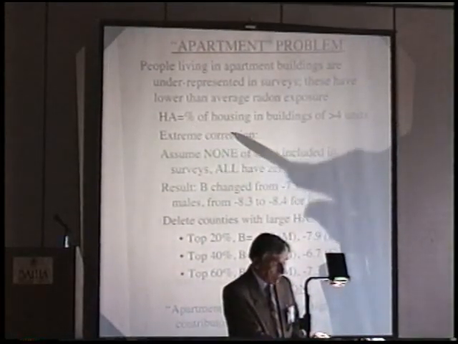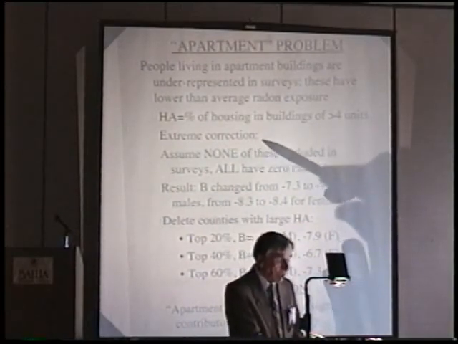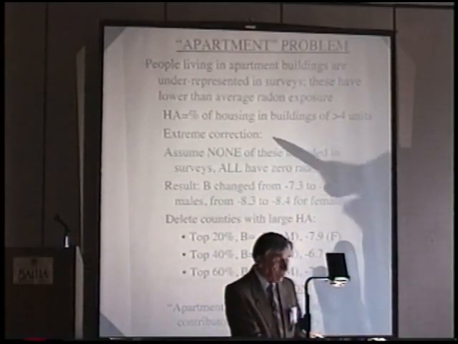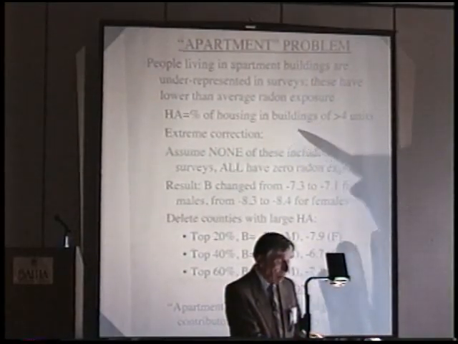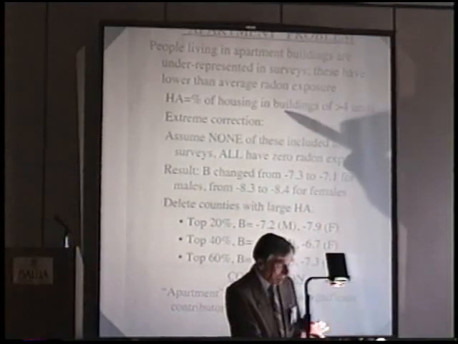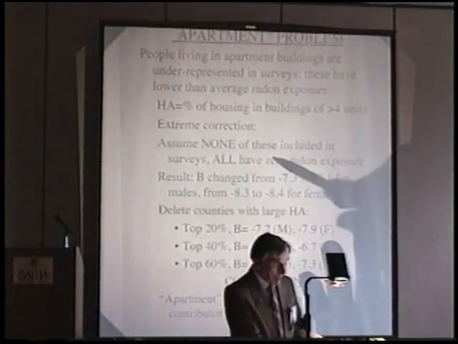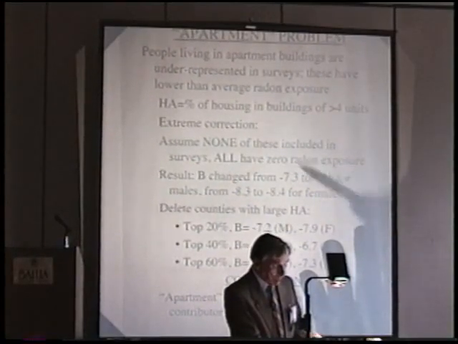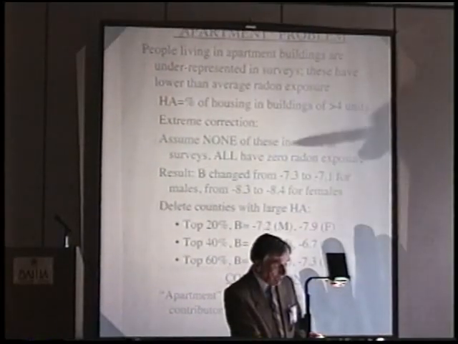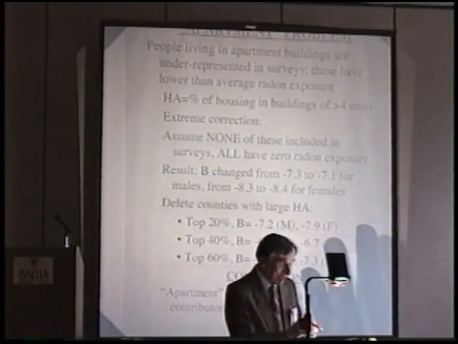I let HA be the percent of housing in buildings with more than 4 units. And incidentally, I'm extending this now to up to 50 housing units in a building. I haven't done the analysis yet. I can't believe it's going to turn out different. If you assume that none of the people living in apartment buildings are included in the radon surveys, and all of them have 0 radon exposure, that's about as far as you can go here.